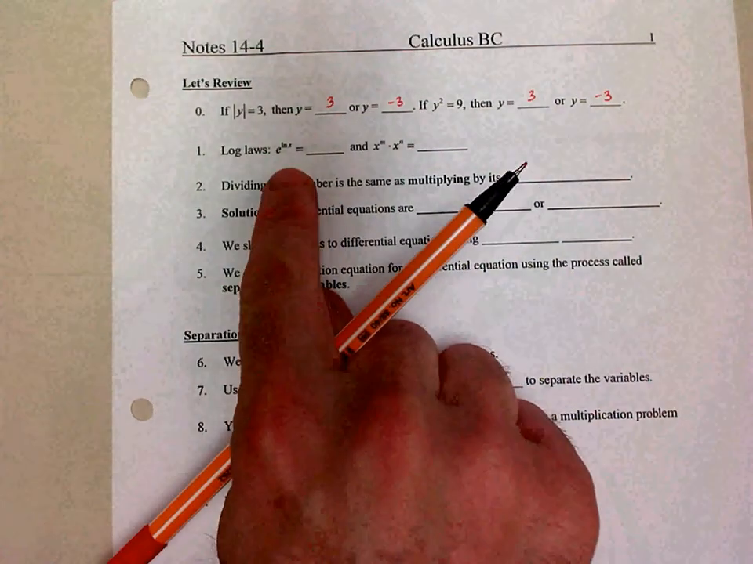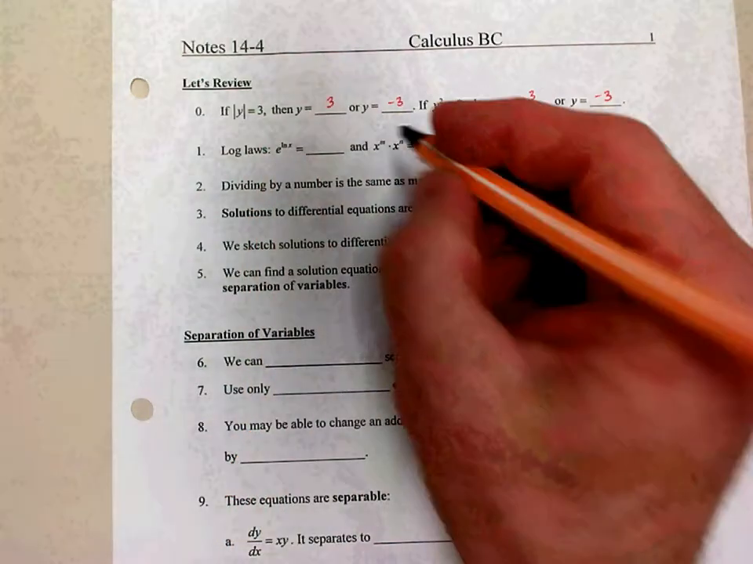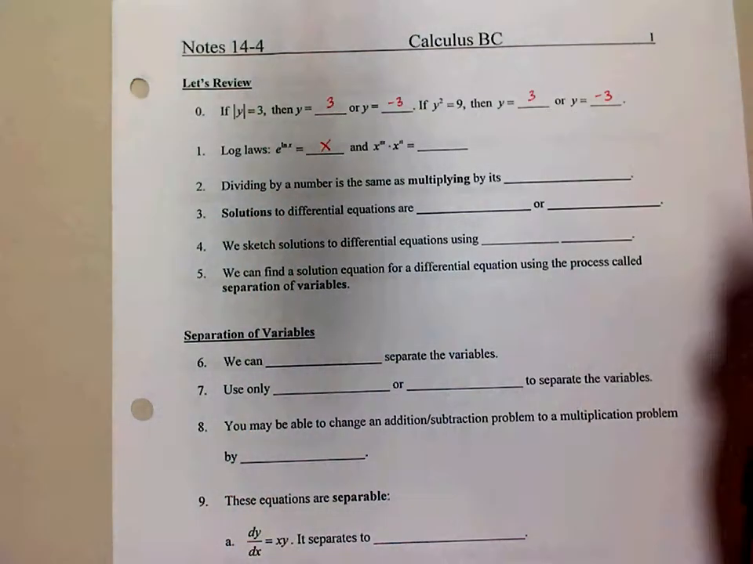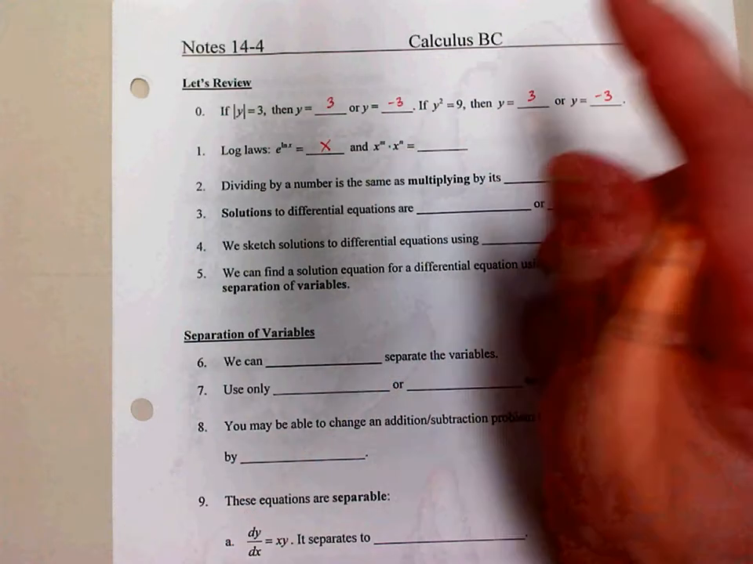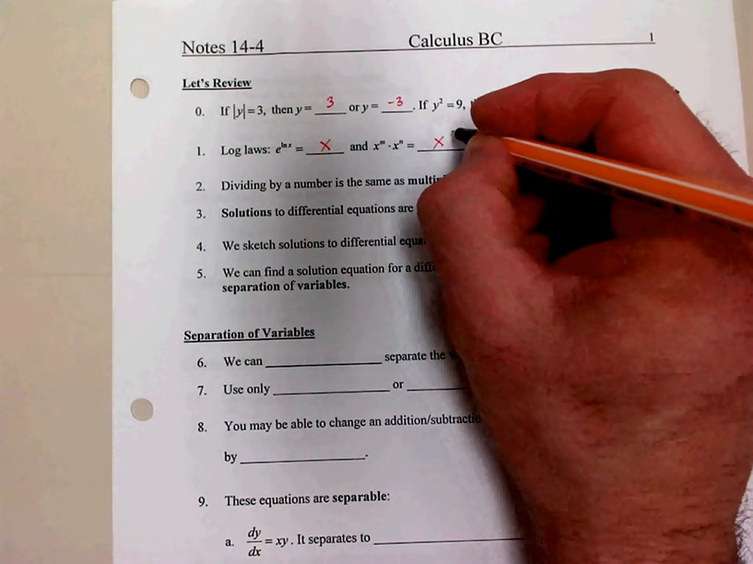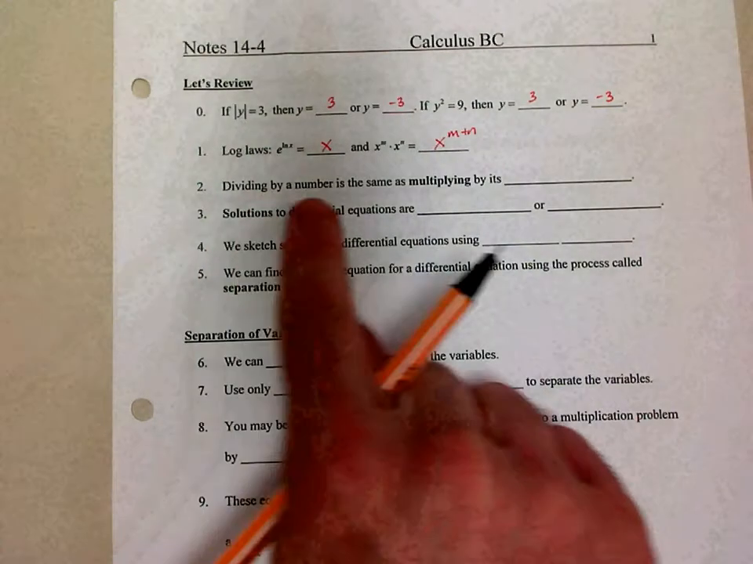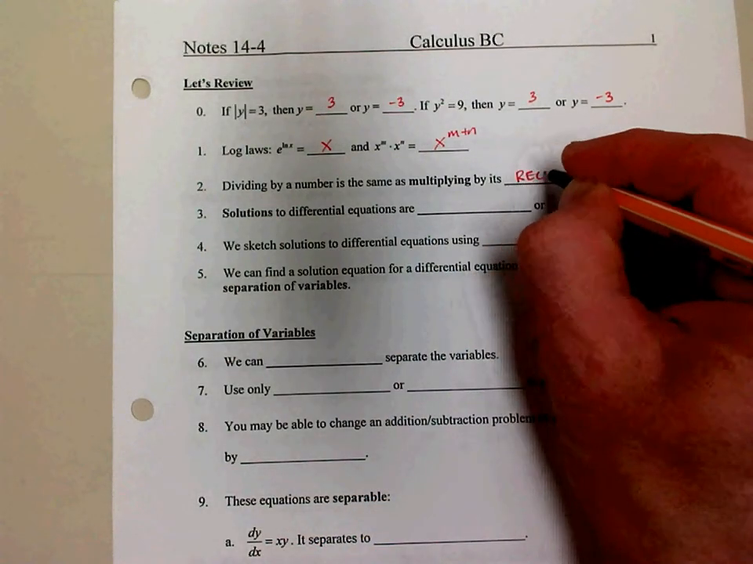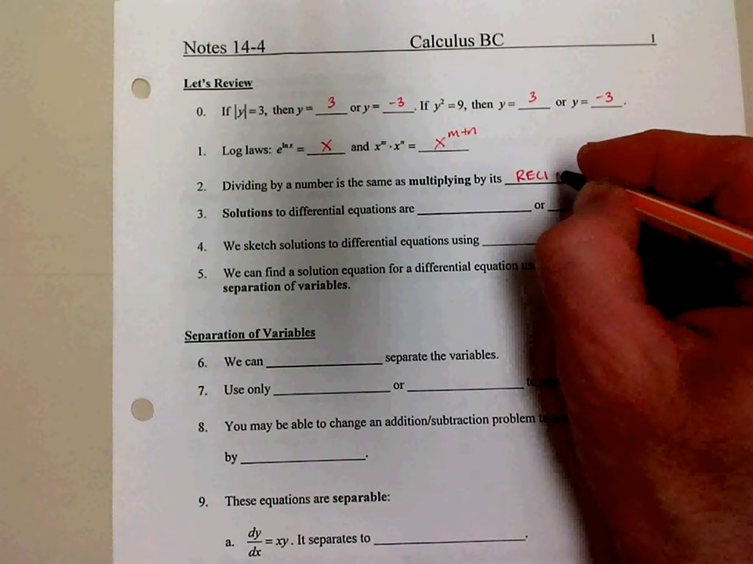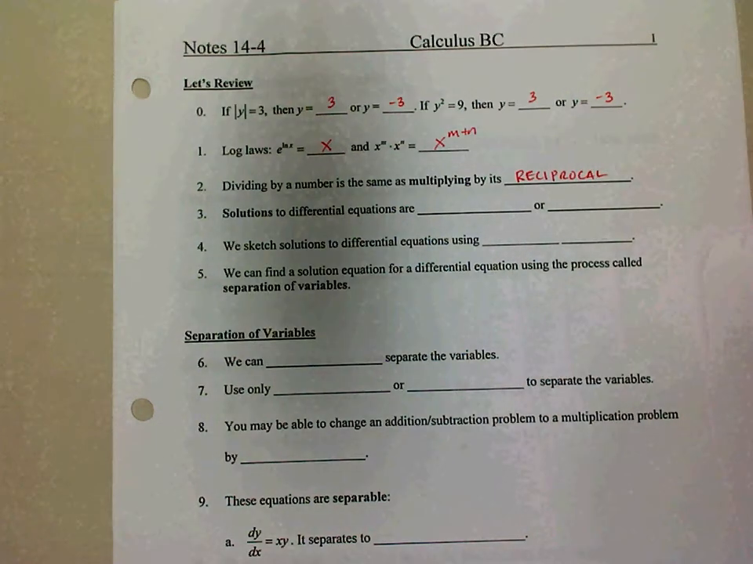Some log laws that might come into play. E raised to the natural log of x is just plain old x. When we have like bases multiplied together, we add the exponents m and n. Dividing by a number is the same thing as multiplying by its reciprocal. We use this fact several times in the next set of problems.